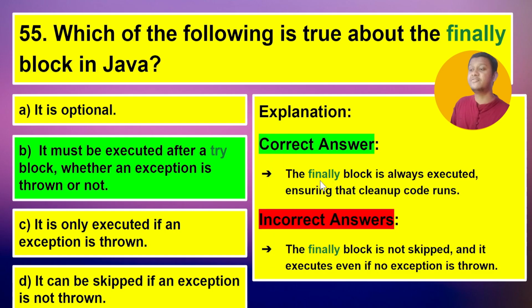As you can see, the finally block is always executed, ensuring that cleanup codes run. So whatever code you have to run after the exception, means after the try catch block, you can put it inside finally block. And the other options are incorrect because the finally block cannot be skipped and it executes even if no exception is thrown.